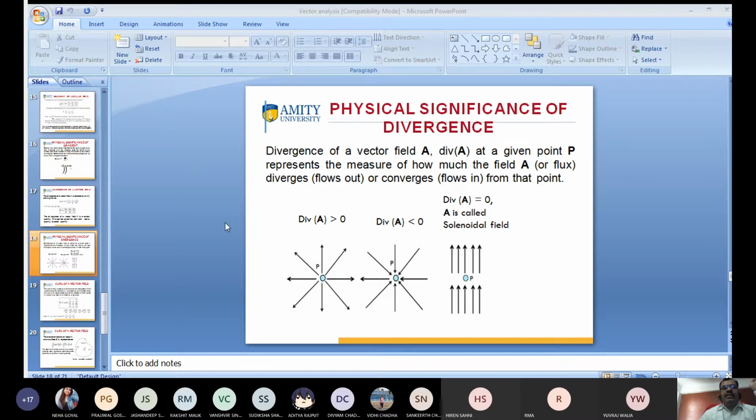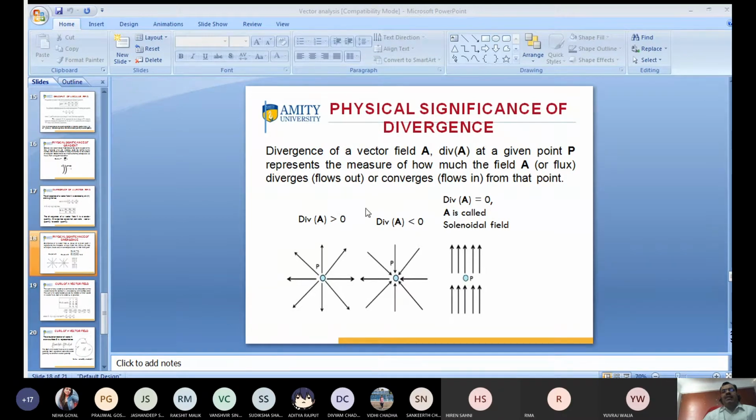If divergence of A is greater than 0, I want to explain the physical significance of divergence with the help of this figure. This is a very clear and important figure. Suppose P is the point where a field is placed. If divergence of A is greater than 0, the field diverges. Diverge means it spreads out, it flows out. This is known as divergence.